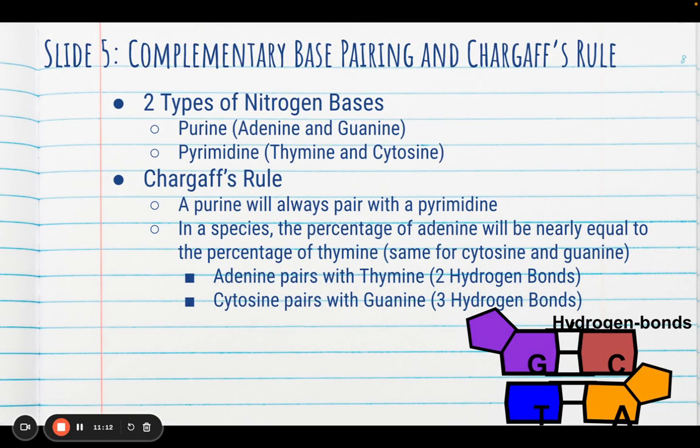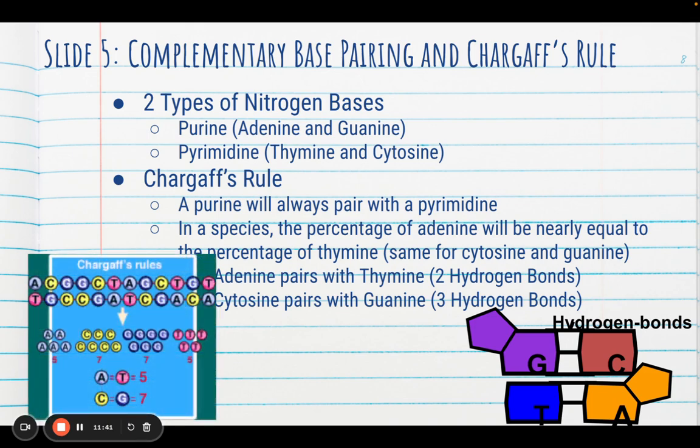In speaking of nitrogen bases or rungs on the ladder in the previous slide, it is important to note there are two types of bases, purines and pyrimidines. Purines, like adenine and guanine, which you can see from the image on your screen, are larger because they are composed of two carbon-nitrogen rings, whereas pyrimidines, like thymine and cytosine, are smaller because they are composed of only one carbon ring.